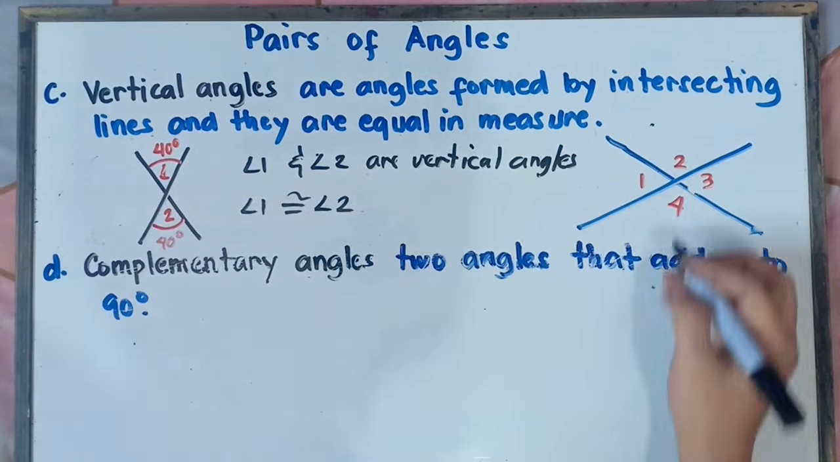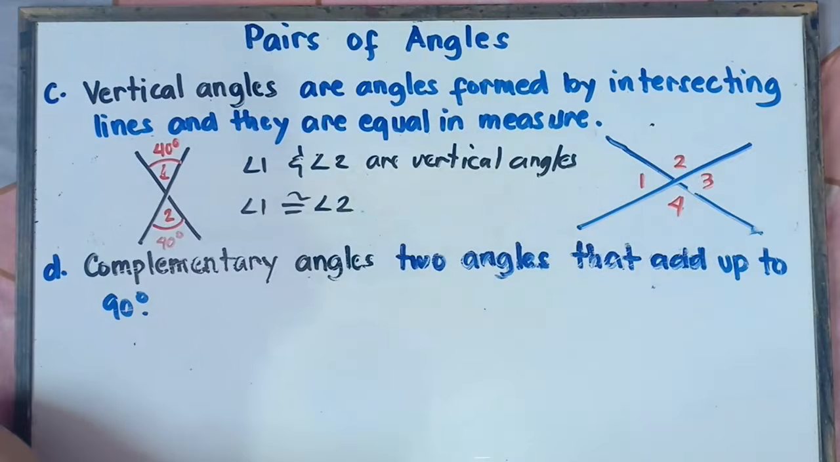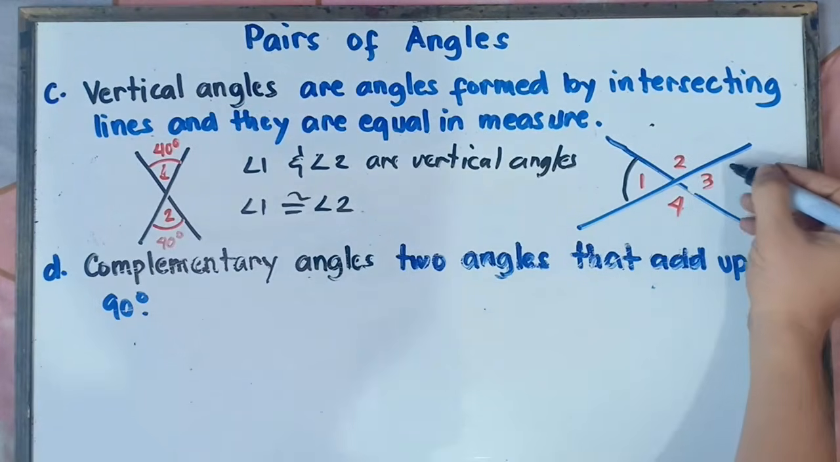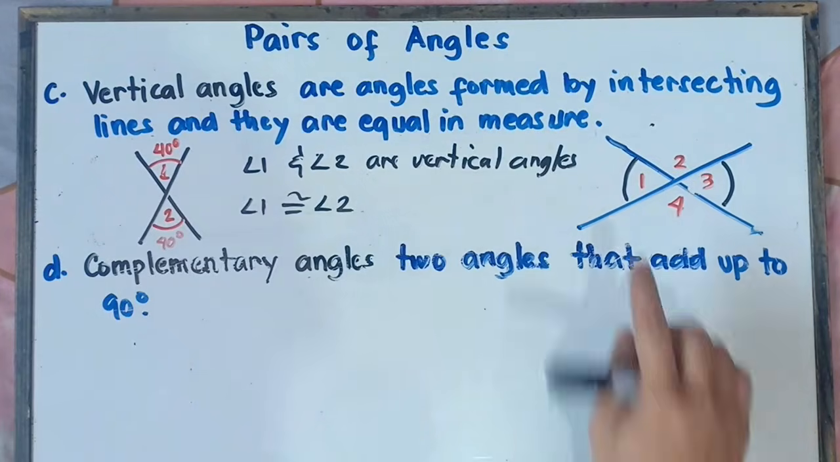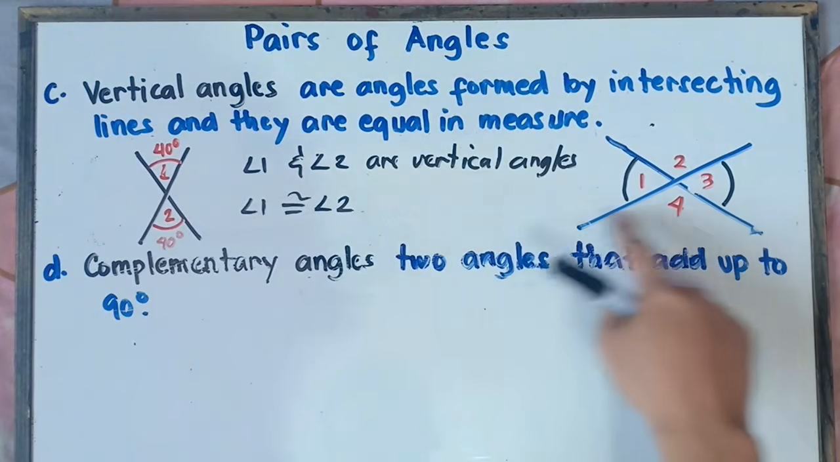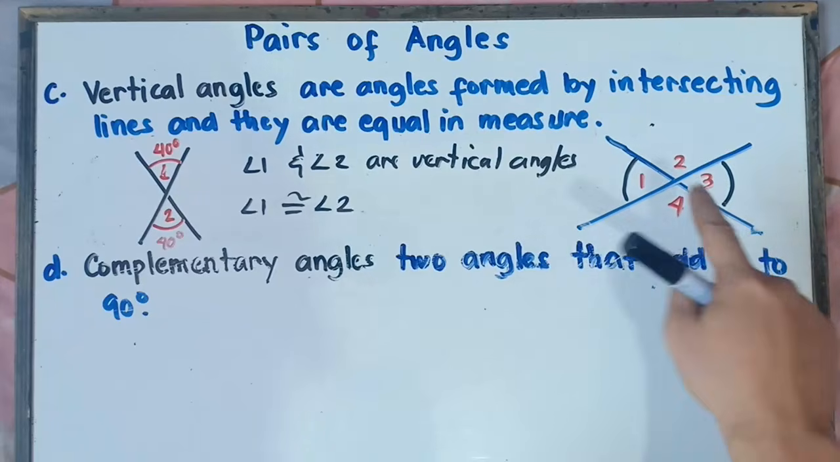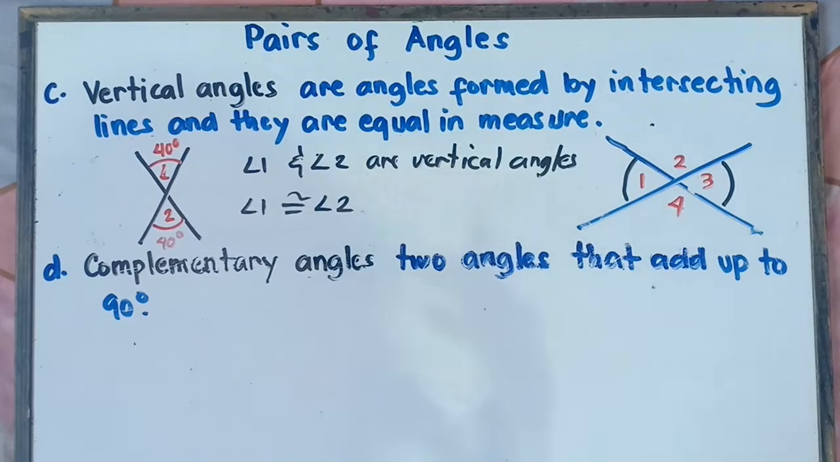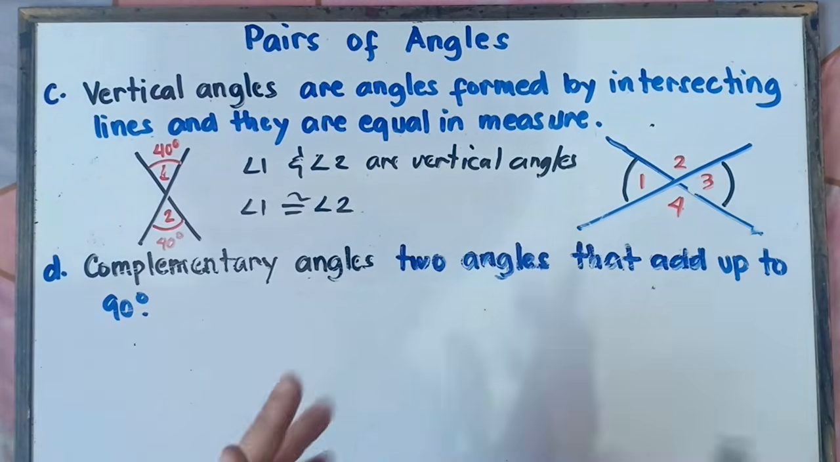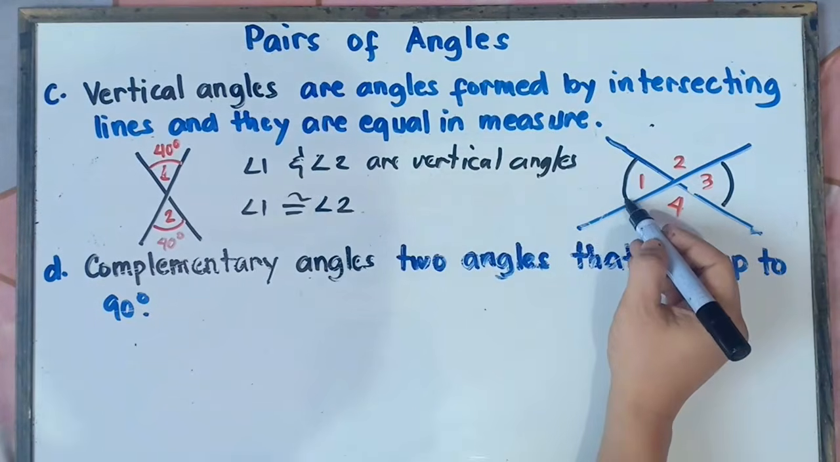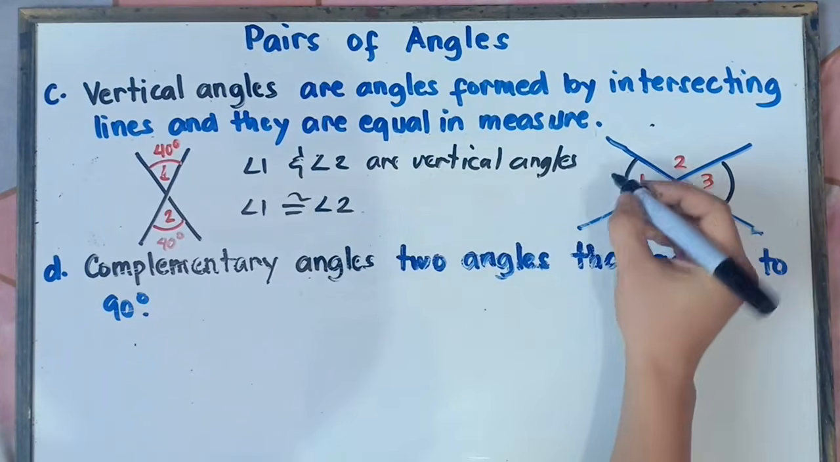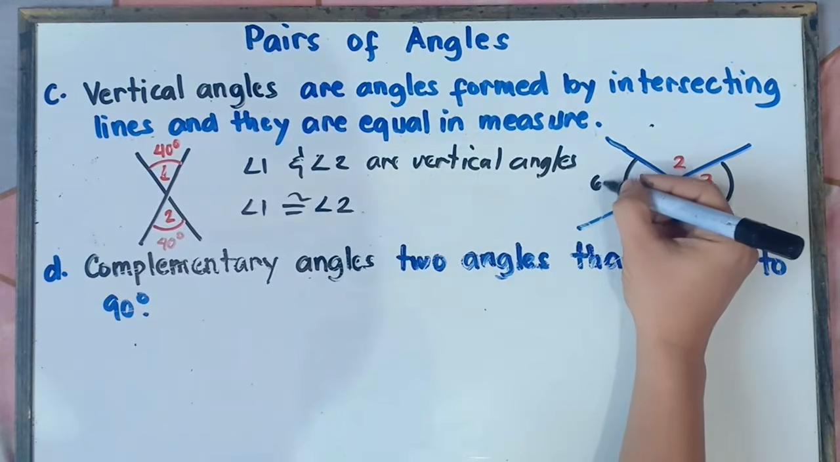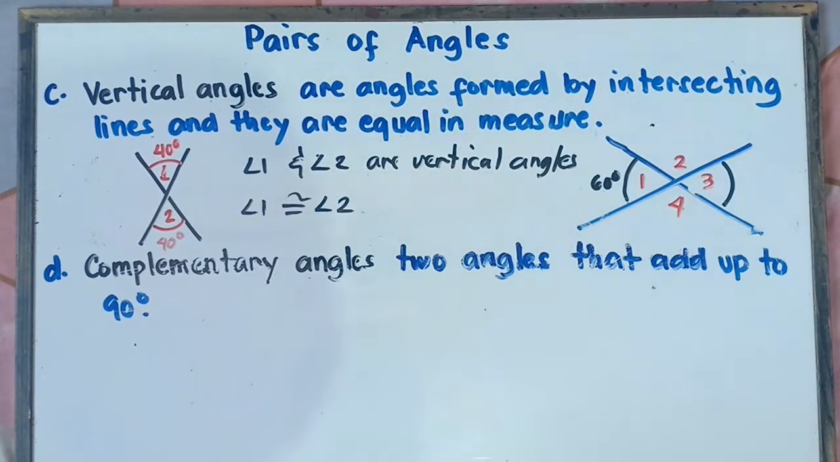That's correct. It should be angle 1, this angle right here, class, and then angle 3. Angle 1 and angle 3, those are vertical angles. Once again, class, vertical angles are formed by the letter X, two intersecting lines. Therefore, class, just an example, for angle 1, if this is 60 degrees, angle 1 is 60 degrees.